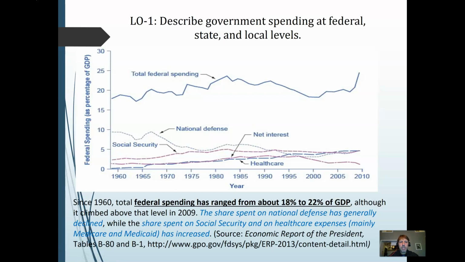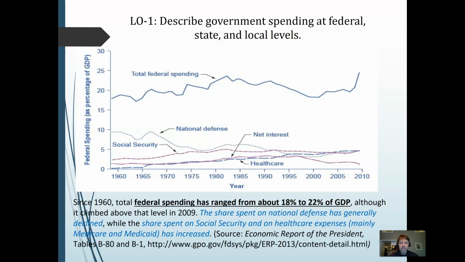So if you were to look at the total federal spending, it runs between 18 to 22% for most of the years between 1960 and present. So roughly you can think of it as about 20% of the economy or GDP. So one in every $5 is spent by the federal government.